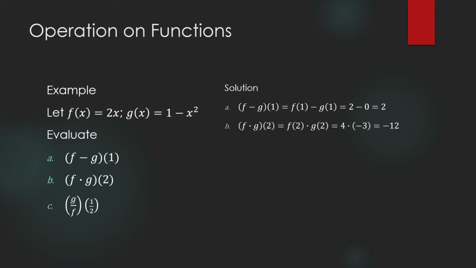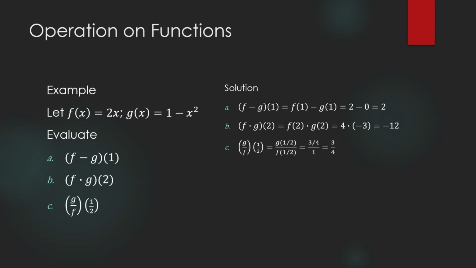Let us evaluate f times g of 2. It is equal to f of 2 times g of 2. F of 2 is equal to 2 times 2, that is equal to 4. And g of 2 is equal to 1 minus 2 squared, which is equal to negative 3. And so f times g of 2 is equal to negative 12.